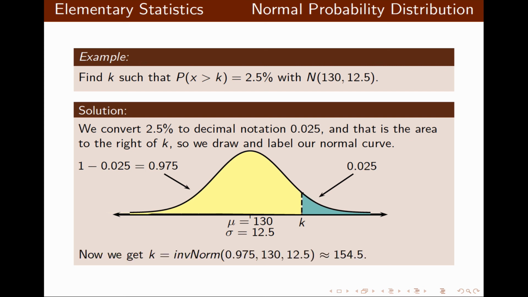Now using the inverse norm, left area 0.975, mean of 130 and a standard deviation of 12.5. The value for k will be 154.5.